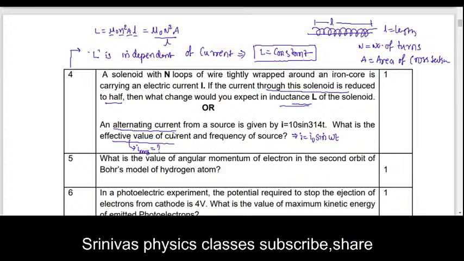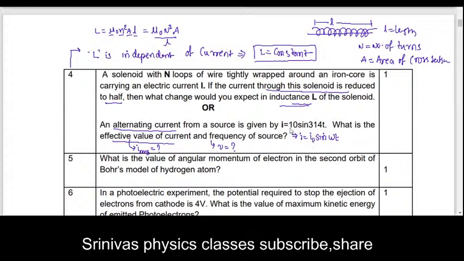Alternating current means the current whose magnitude changes with time and whose direction also changes. Then they are asking what is the reading shown by the ammeter? The effective value of current, how much current passes through the wire, means you will give the IRMS current. They are asking the frequency also. Frequency is the frequency of the wave.